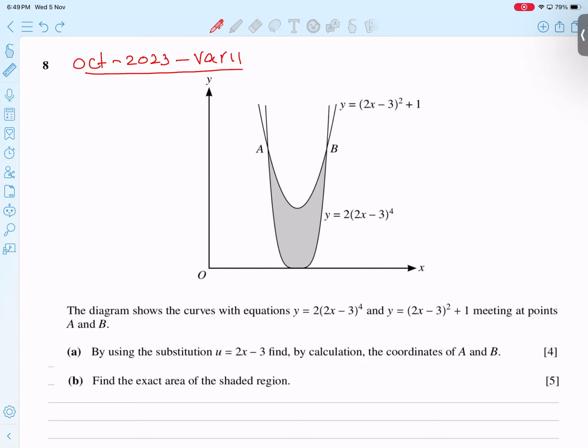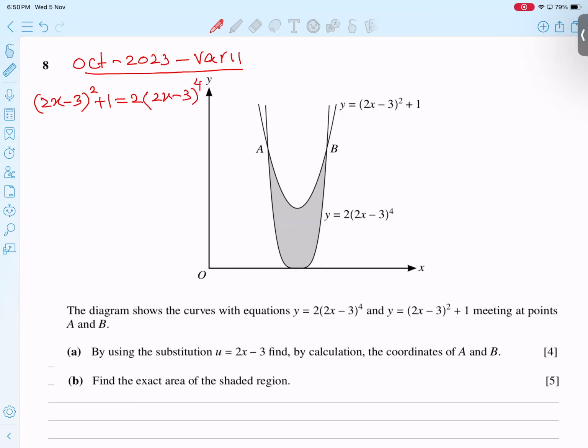Whenever there is a point of intersection, we have two choices: X is equal to X or Y is equal to Y. Because these are intersecting points, both X and Y are equal to each other. So I'm using Y is equal to Y. This Y value and this Y value, put them equal to each other. So I'm writing now here, 2x minus 3 whole square plus 1 equals to this one, and that is 2 times 2, 2x minus 3 power 4.